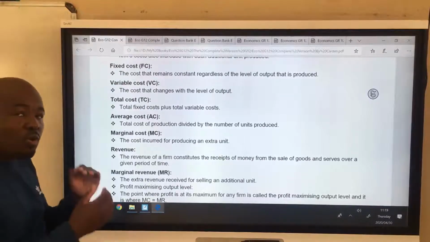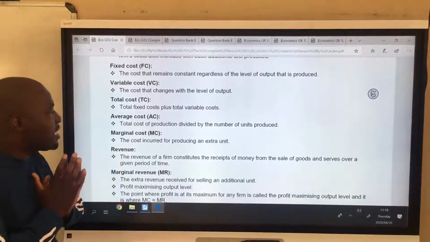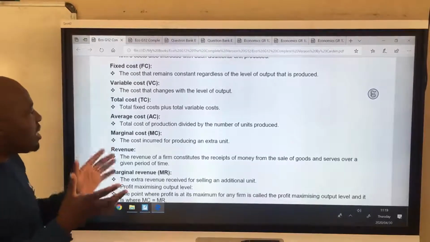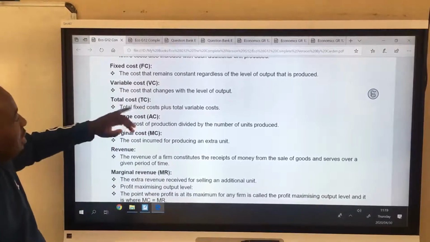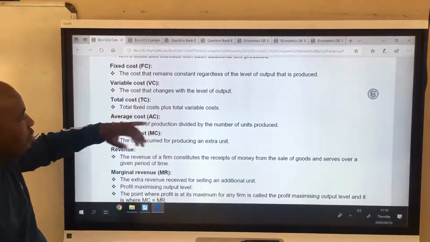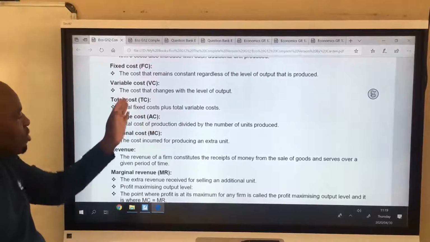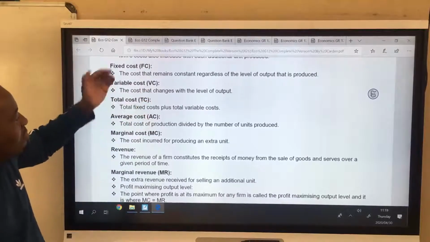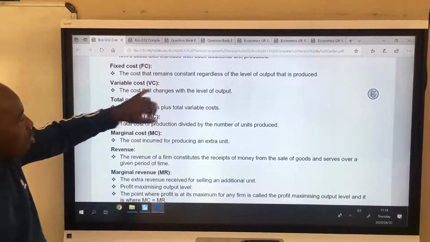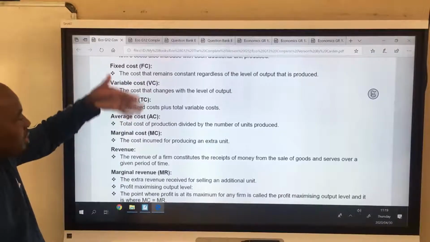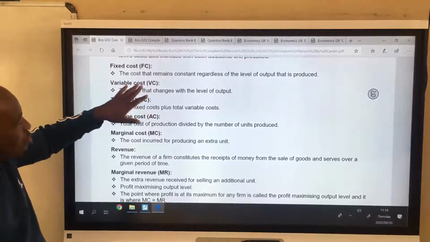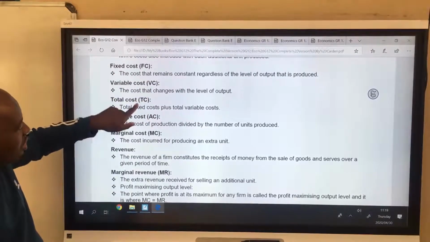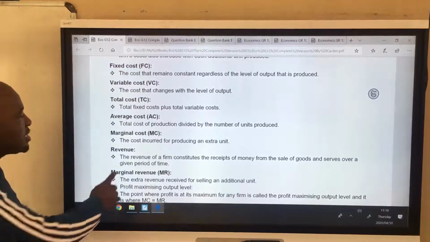So if you look at the curves on the graphs, you will see mainly the AC, because the total cost we divide by the quantity. So we normally draw the AC curve. And you sometimes see a variable cost curve when you want to explain shutting down and so on. So this will always be below this one because of what I just explained.